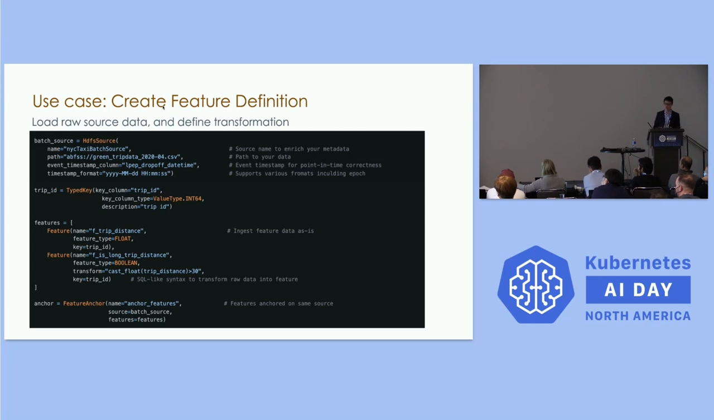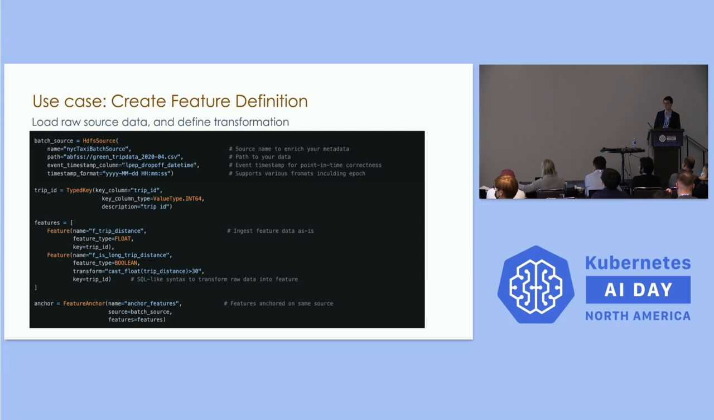Feathr starts with feature definitions for AI engineers and data scientists. For example, here you have New York taxi trip data that consists of the pickup time, drop off time, and some trip distance information in your database, in your data lake in CSV format. Then you can just describe the path to that data and its timestamp.